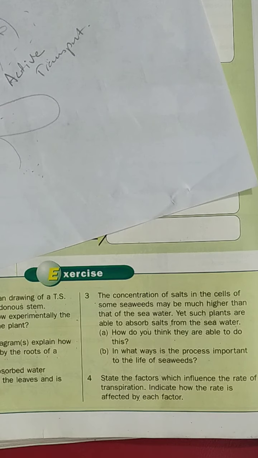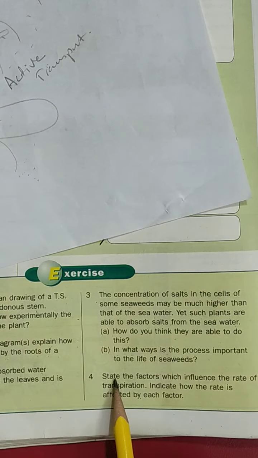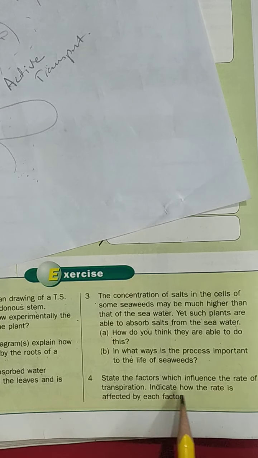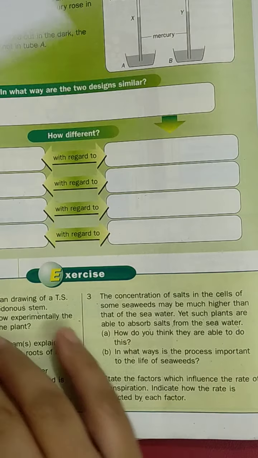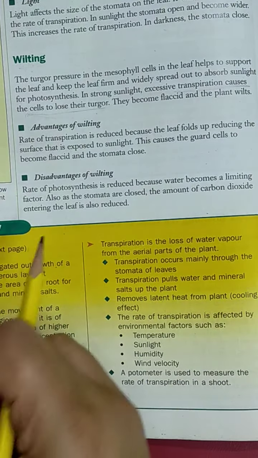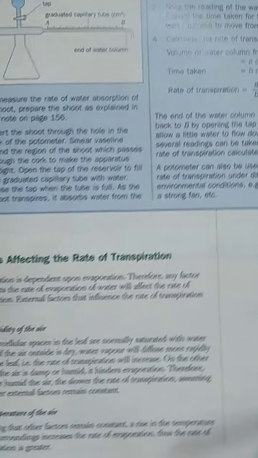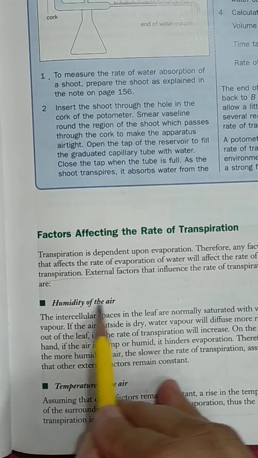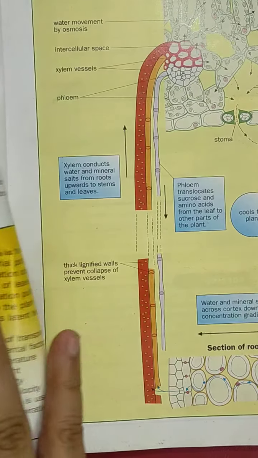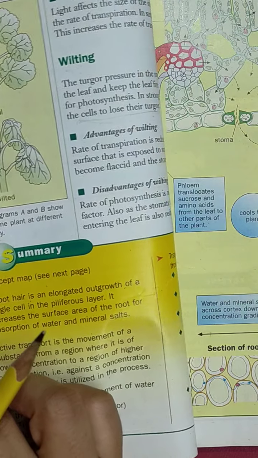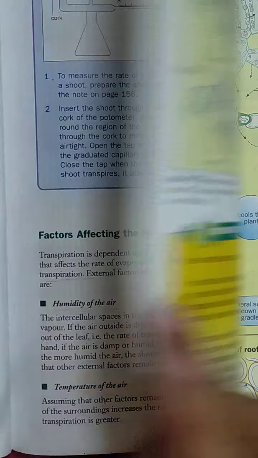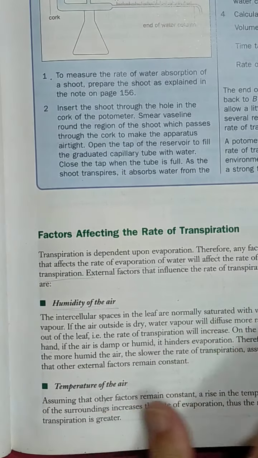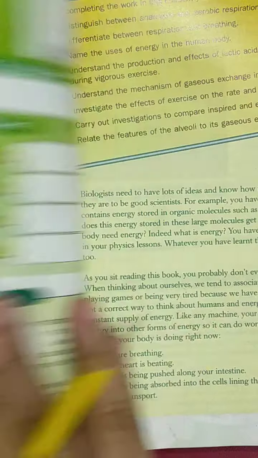Okay. Now the last question is, state the factors which influence the rate of transpiration and indicate how the rate is affected by each factor. In the previous video I sent you, there is an explanation of the factors affecting the rate of transpiration. So here you have to explain how humidity, temperature, strong wind, and ultimately light are affecting, or how every factor is affecting the rate of transpiration. You have to explain all these factors in detail.